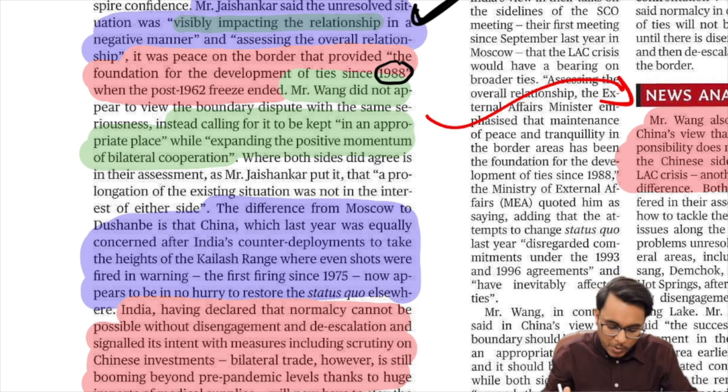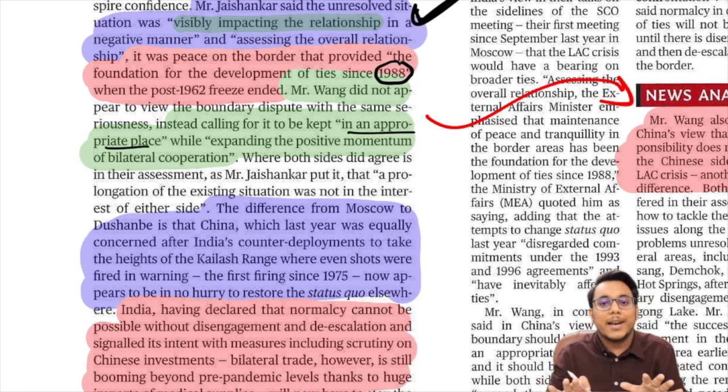But guys, in response, the Chinese foreign minister said that we need to keep the border dispute in an appropriate place. He said that we should not discuss it right now. Rather, we should discuss the converging points. We should discuss how we can increase our bilateral trade, how we can increase our economic engagement. Just leave these disputes here.